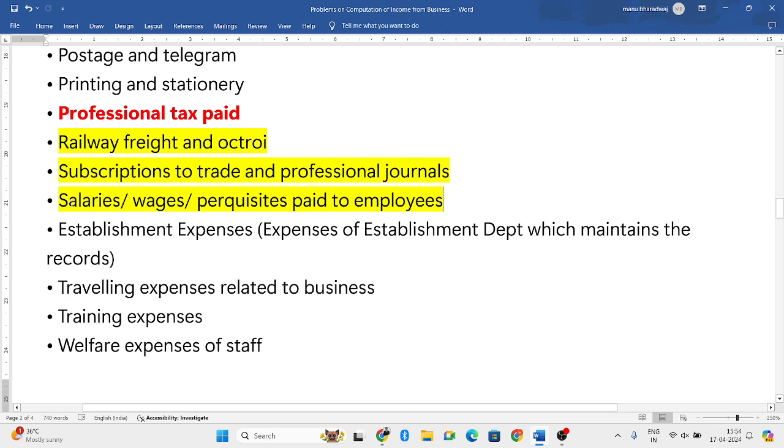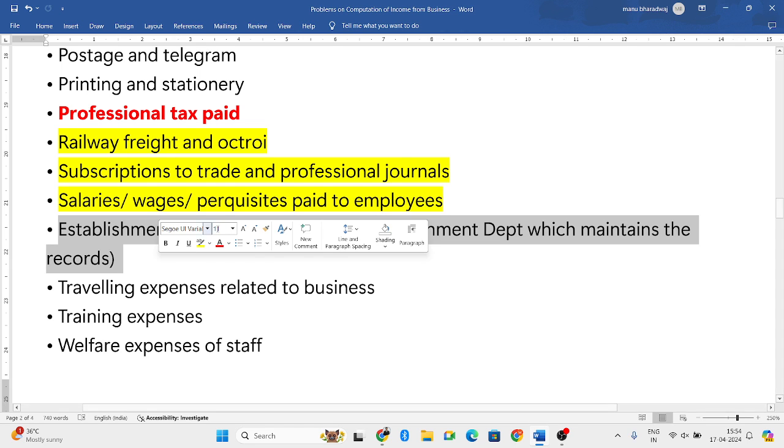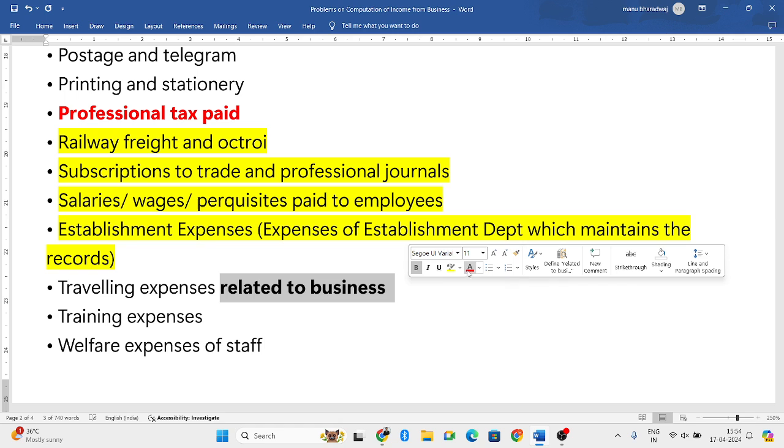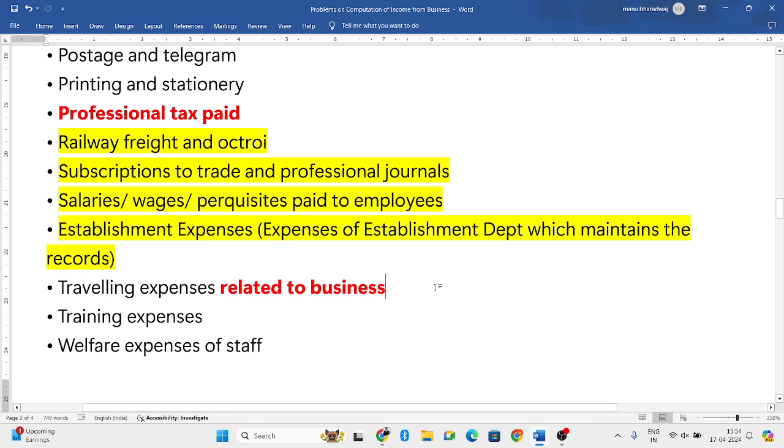Establishment expenses. As I told you, any new department or any new unit you are establishing is one type. The second type is the establishment department. If you are establishing a department where you maintain the records of the organization, then any expenses you incur for establishing it are also considered admissible. Traveling expenses related to business. So for business purpose, sometimes you may have to travel to another place or to your client's or vendor's place. So those traveling expenses can also be considered as admissible.